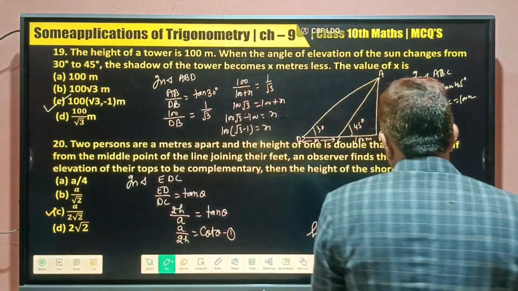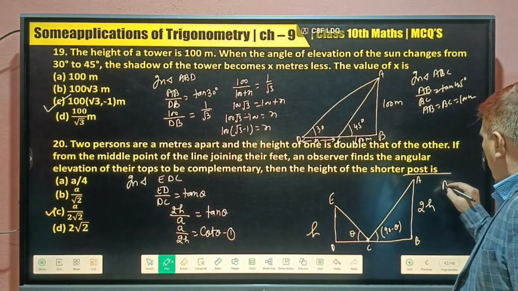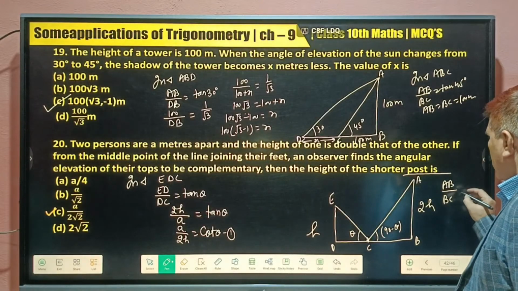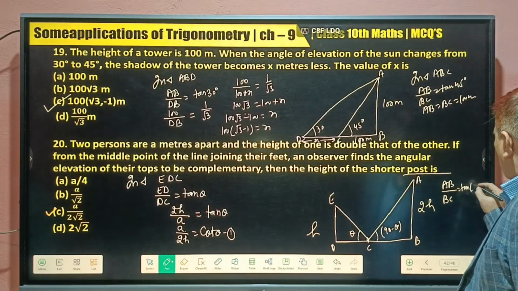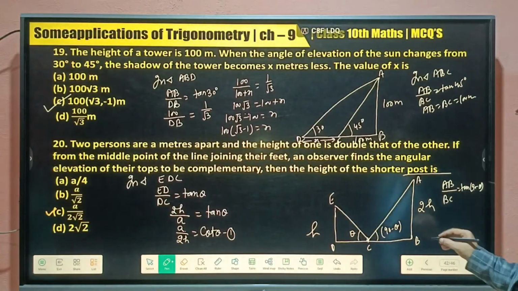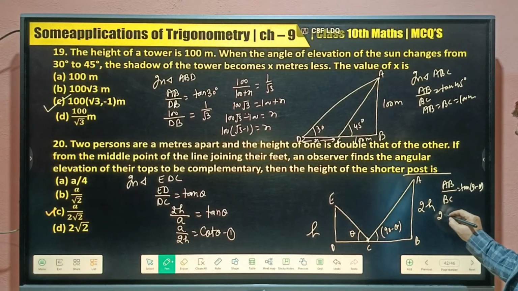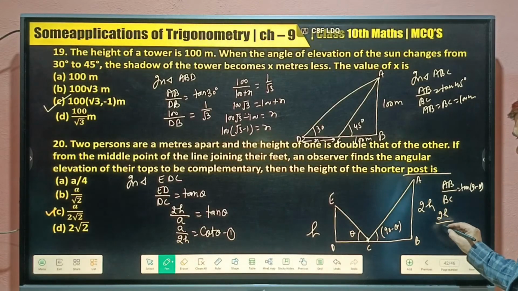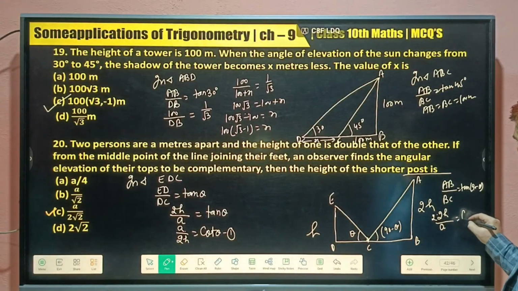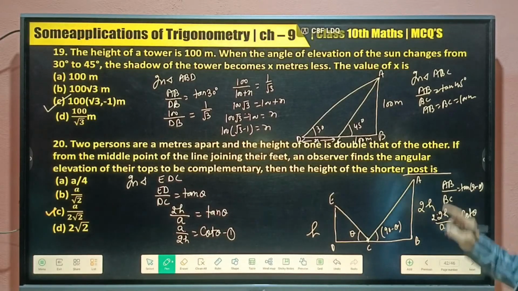Now in this triangle, what's AB? In triangle ABC, AB by BC is equal to tangent 90 minus theta. Tangent 90 minus theta is what? Cotangent theta. And what's your AB? 2H. What's your BC? A by 2. A by 2 meaning 2 also goes here, equal to cotangent theta. Tangent 90 minus theta is equal to cotangent theta. Compare first and second. The right hand sides of both are equal.